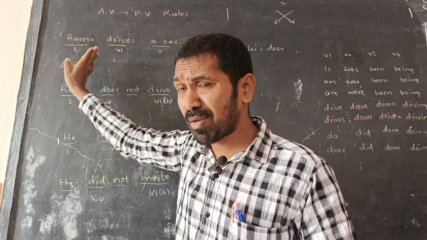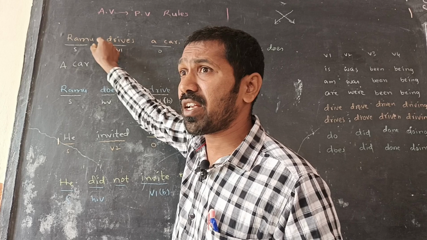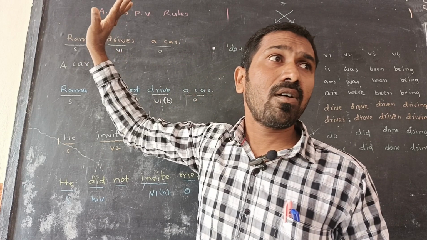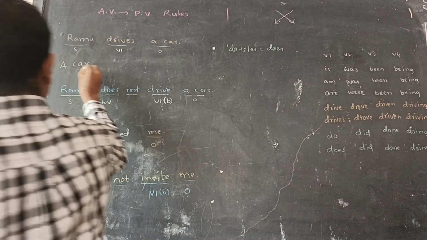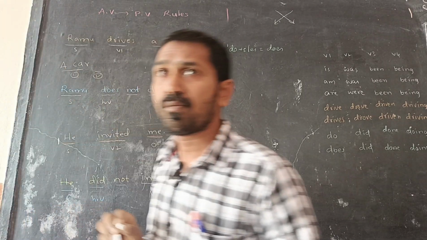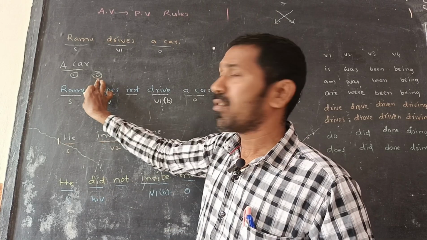Okay. Next, step number 2, what we have to do? Active voice, any helping verbs are there, we have to see. Not there. So, leave. Don't worry. Step number 1 completed. Step number 2, leave.